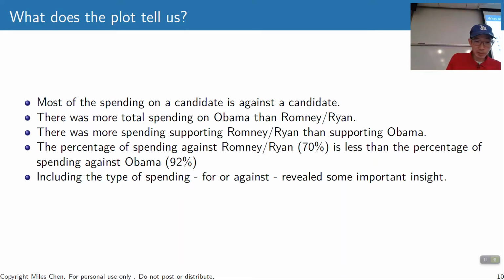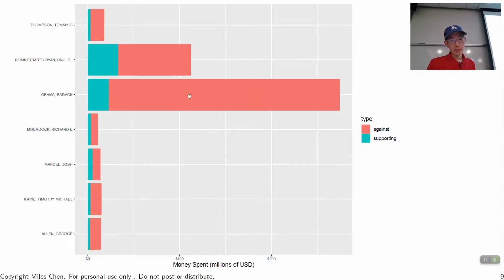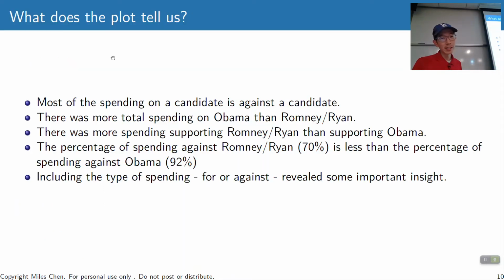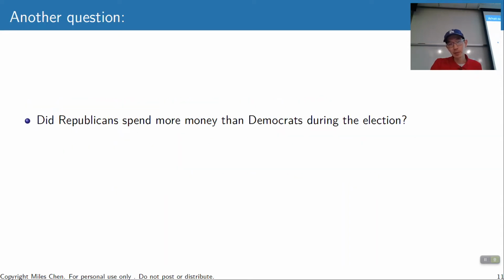Okay, so most of the spending on a candidate is against a candidate. More total spending on Obama, but if you look at the proportion, there's a greater proportion against Obama than against Romney. This looks like a 90-10 split, and this looks like a 70-30 split, just eyeballing it. I don't actually know. Oh, look at that. Okay, actually, I did do the calculations. The percentage of spending against Romney was around 70%, and that against Obama was 92%. And so including what type of spending, whether it was supporting or against, reveals some important insight here, okay?